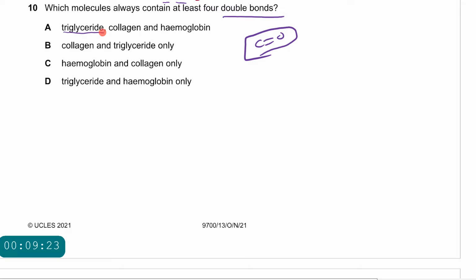We have triglyceride. This is incorrect. Collagen, yes, this is correct. Hemoglobin is a protein, so this is correct. Obviously, proteins are made up of amino acids. For B, collagen, this is correct. Triglyceride, no, this is incorrect. For C, hemoglobin is a protein and collagen is a protein, so this might be correct. Triglyceride, this is incorrect. Hemoglobin, this is correct. So the answer is going to be C.